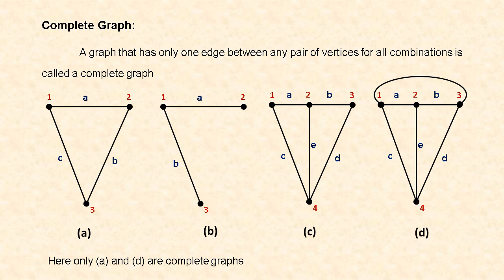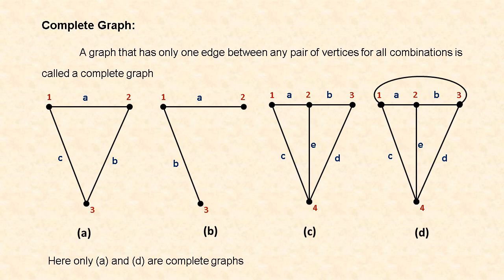Next, complete graph. A complete graph is one that has only one edge between any pair of vertices for all combinations. If you see figure A, all combinations of vertices, that is 1-2, 2-3 and 3-1, have only one edge between them. Hence it is a complete graph.